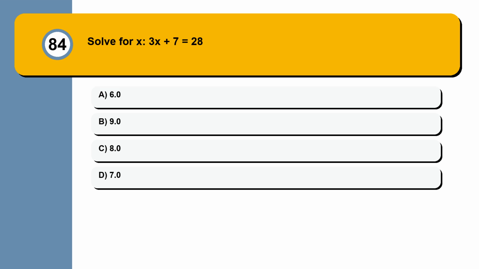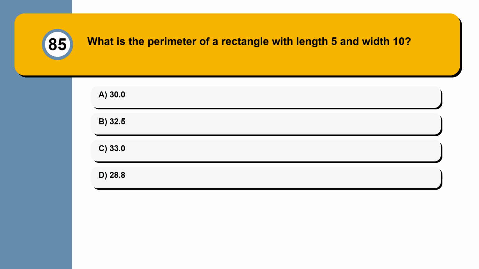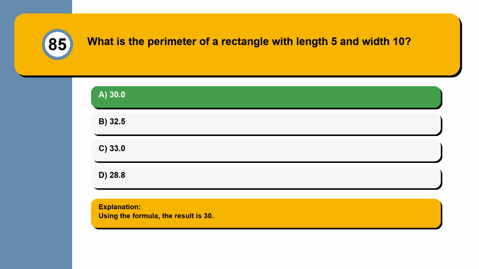Question 84. Solve for x: 3x plus 7 equals 28. Options: 6.0, 9.0, 8.0, 7.0. Subtract 7 from 28 to get 21, then divide by 3 to get 7. Question 85. What is the perimeter of a rectangle with length 5 and width 10? 30.0, 32.5, 33.0, 28.8. Using the formula, the result is 30.